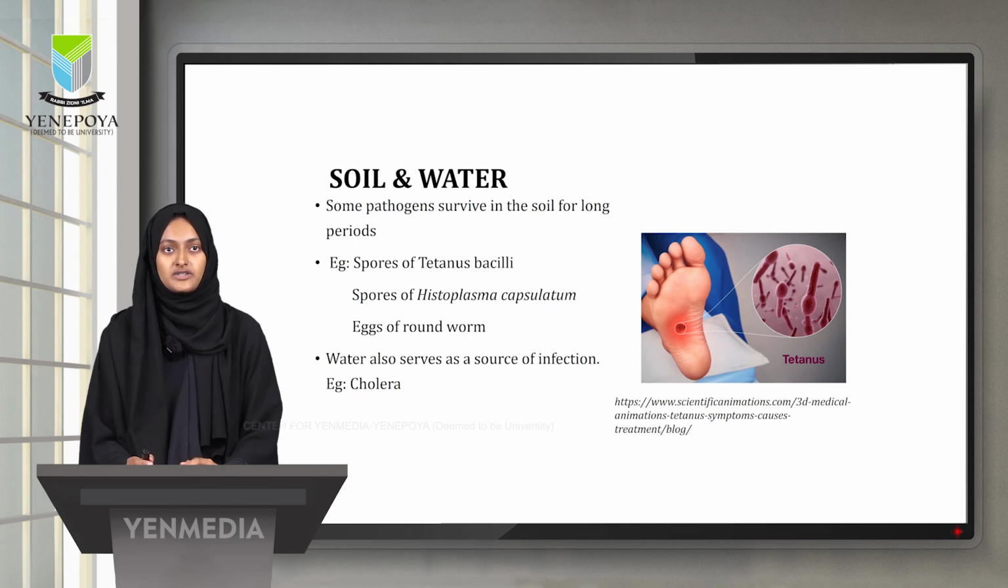Mainly we have the spores of tetanus bacilli, which are present in the soil for a very long period, and can gain entry into the skin when there is an abrasion. Other examples are spores of Histoplasma capsulatum and eggs of roundworm. And water also serves as a source of infection in the case of cholera.